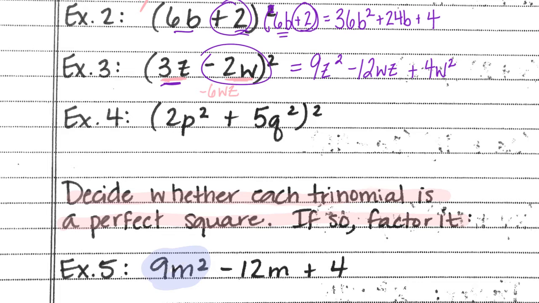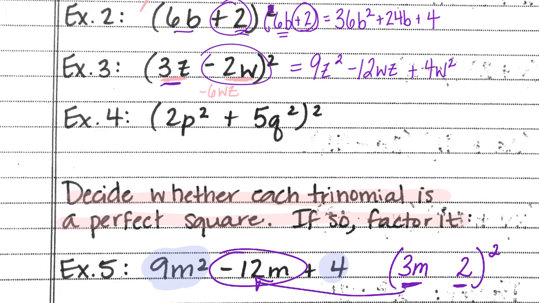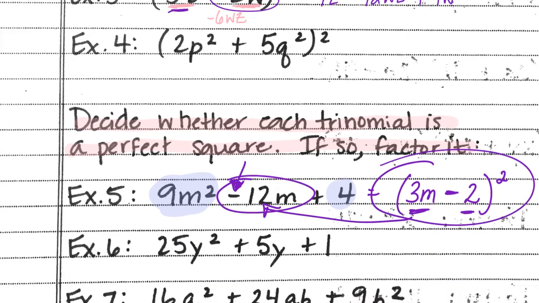Well, let's look at this one. The perfect square of 9m squared is 3m, right? Yeah. The perfect square of 4 is 2. And remember, it said if I multiply these and double it. So if I multiply 3m and 2, I get 6m. If I double it, I do get 12m. And this negative right here tells me to put a negative right there. So this one is factorable. The answer is 3m minus 2 quantity squared. Let's keep going.